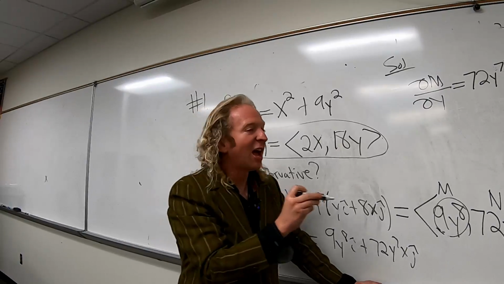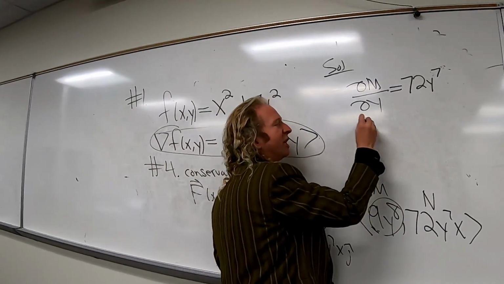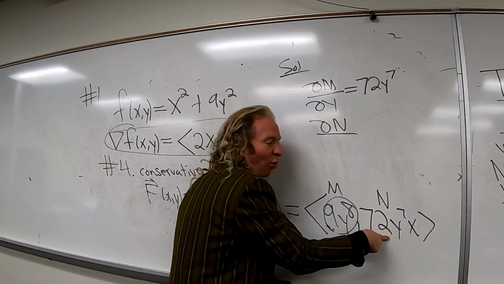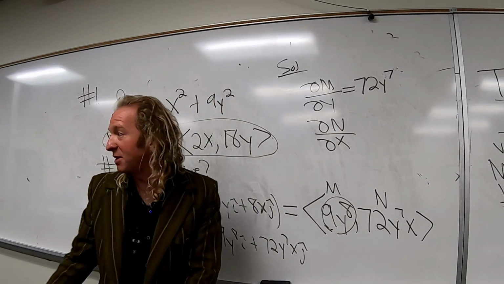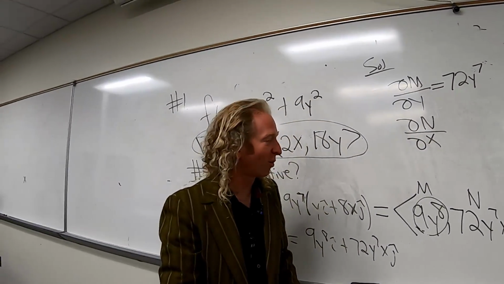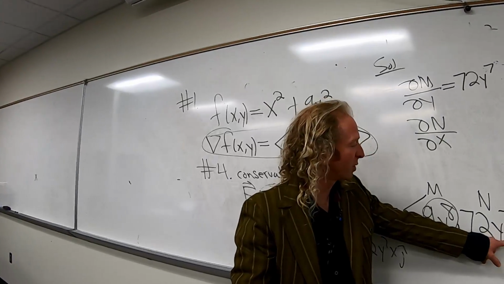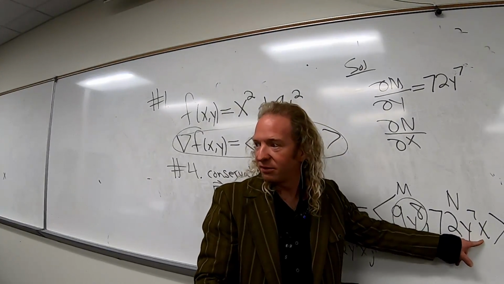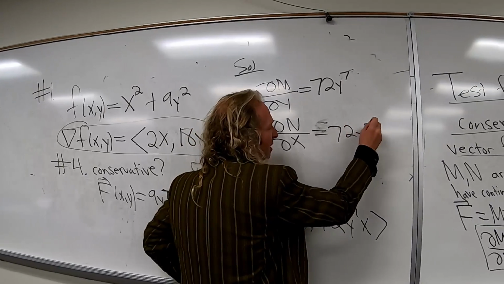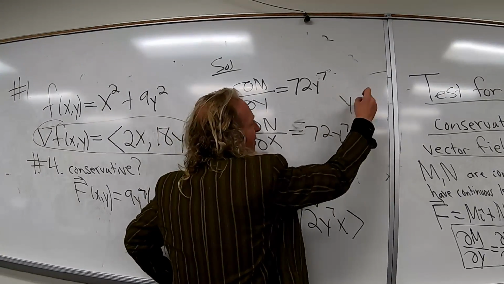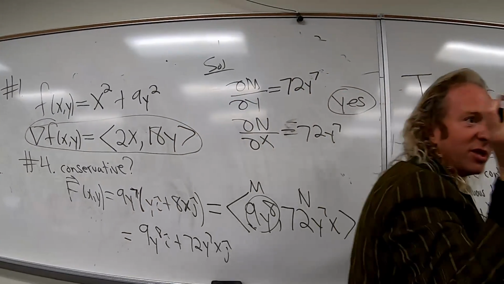Good stuff. And then now we have to do this one. So del N, this is the y component. So it'd be what? Del what? Del x. Yeah, this is not bad. This is really easy. You feel like a rock star when you get all these right. Oh, that's just also going to be 72 y to the 7th. So they're exact. If you're thinking of exact, then this is a conservative vector field. Yes. So the answer is yes. They're the same. So it's yes.